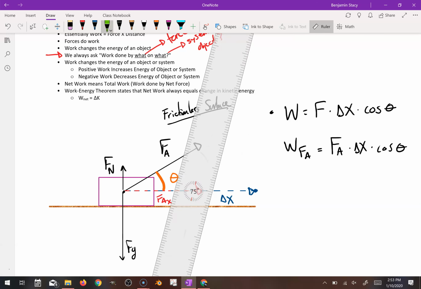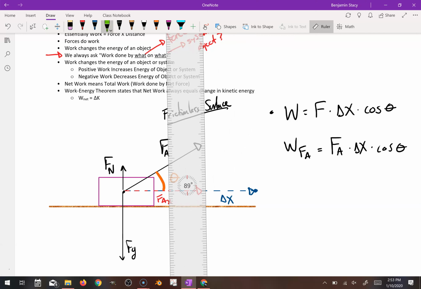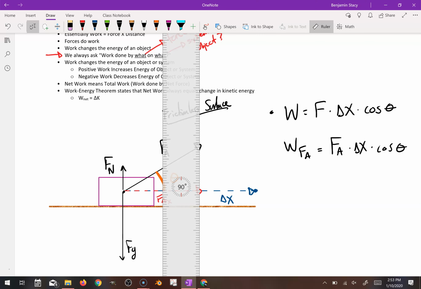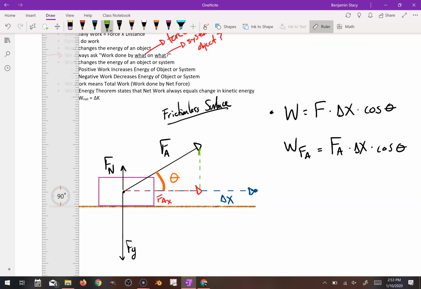The other portion of Fa is vertical and is pointing in the opposite direction of the gravitational force, called Fay. And Fay is not doing any work. The object is moving horizontally to the right, so only the forces that have parallel components, or components that are also horizontal, are going to do any work.